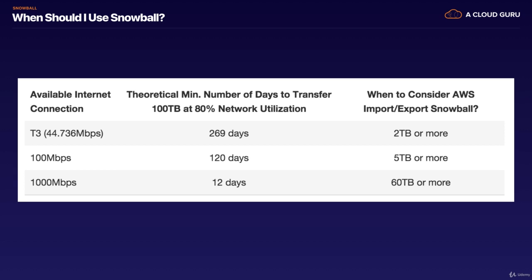If you were going to use AWS Snowball with those three different speeds, over here are the amounts of data at which you should consider using Snowball. So 2 terabytes or more for the T3 connection, 5 terabytes or more for 100 megabits per second, and then 60 terabytes or more for 1,000 megabits per second. So that's all Snowball is.